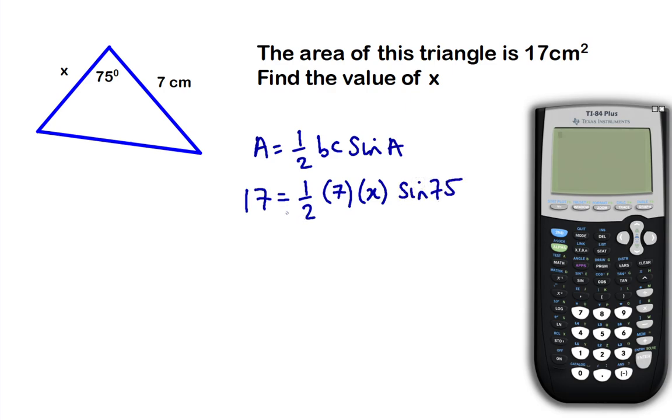We've got to rearrange this equation. Now, probably the best thing to do is to times by 2 first, and that'll be 34. And we've got 7 times x, so 7x sine 75. And we want just the x, obviously, so we need to divide by 7 and also divide by sine 75. You can do that all in one calculation, because you just take both down onto the bottom.